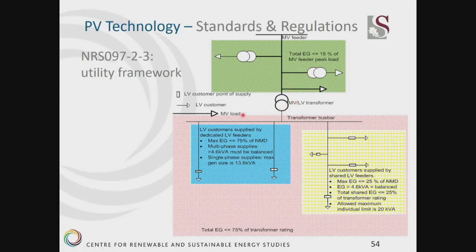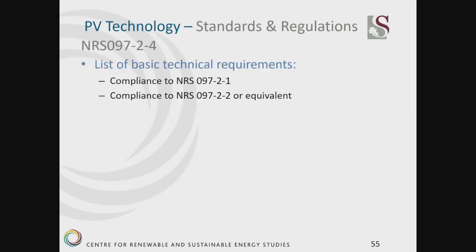Then going to the low voltage side, it depends on if you have a dedicated feeder or if you have shared feeders. Dedicated feeders can have an embedded generator of almost 75% of the notified maximum demand, and if you have a shared feeder, you can only have up to 25% of the notified maximum demand.